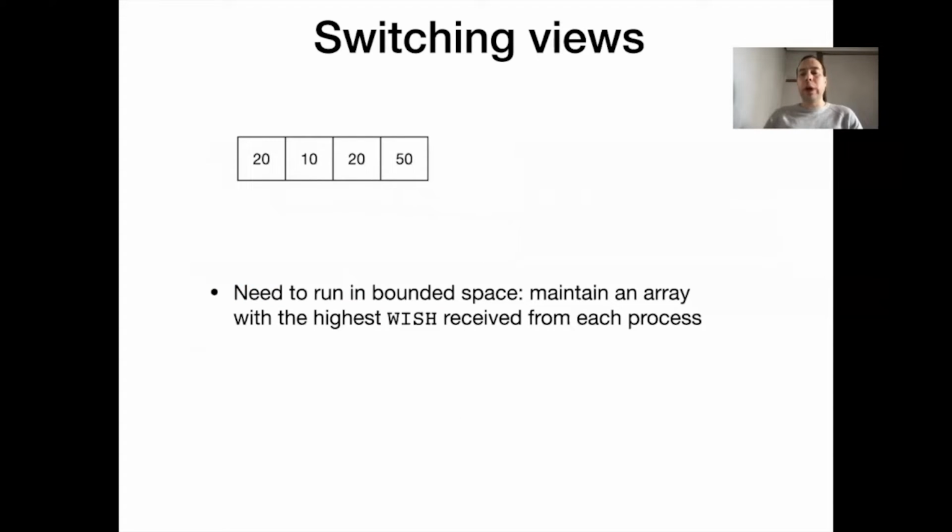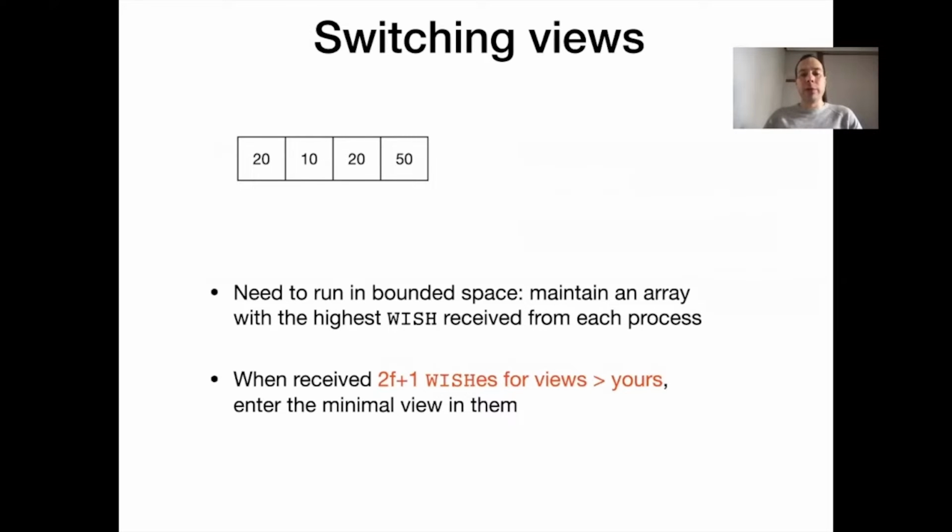Now, to enter a view, we need to accumulate enough wishes, but if implemented naively, this would require unbounded space. So to deal with this, we'll summarize all the wishes we've received into an array where we maintain the highest wish received from each process. And now the rule for entering a view is as follows. If you receive 2F plus 1 wishes for views that are higher than yours, then you will enter the minimal view in them. So this is what similar means in this context. For example, if we take the array shown on the slide, I can sort its entries in an increasing order. And now I have 3 entries that are 20 or above. So 3 here means 2F plus 1, a supermajority, and that means I can actually enter view 20.